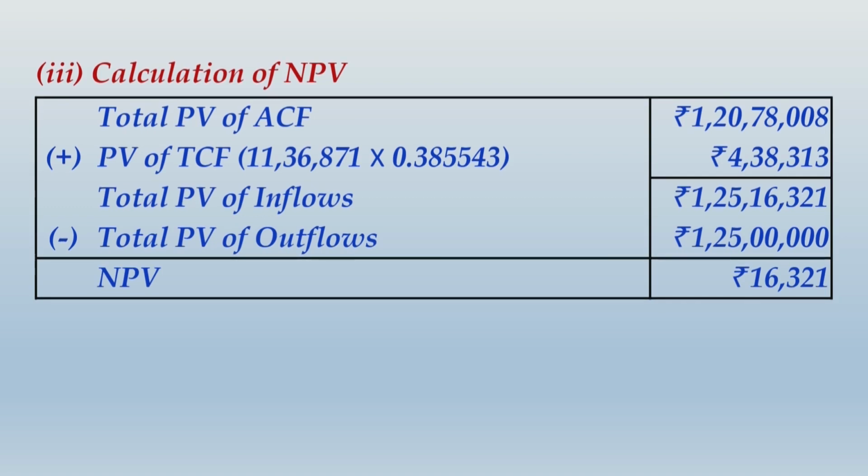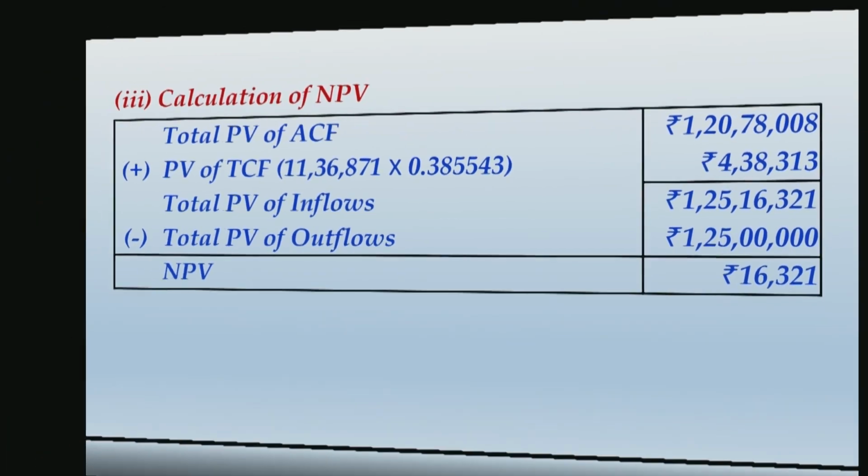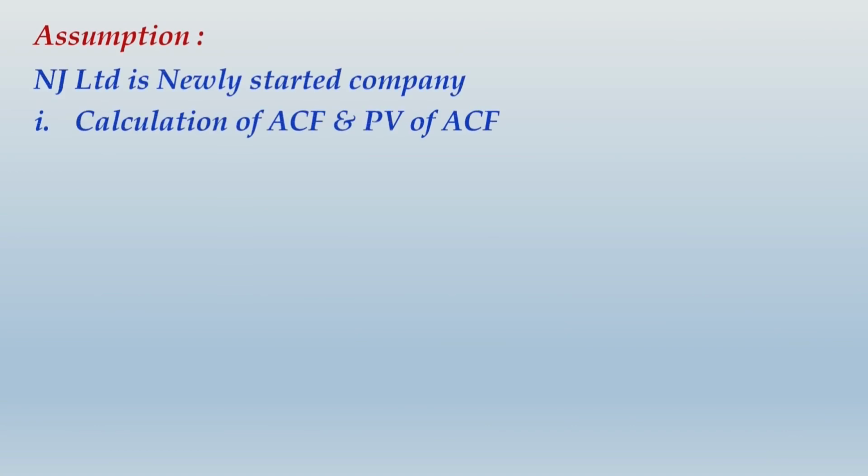Alright friends, so that was the first assumption that we have dealt with. Let us now write the next line of assumption, that will be NJ Limited is a newly started company. We will still compute the same thing, that is annual cash flows and PV of annual cash flows, but this will be under the new heading, that is NJ Limited is a newly started company. So what will happen in this scenario, I'll explain you in detail, but first you quickly write this heading.